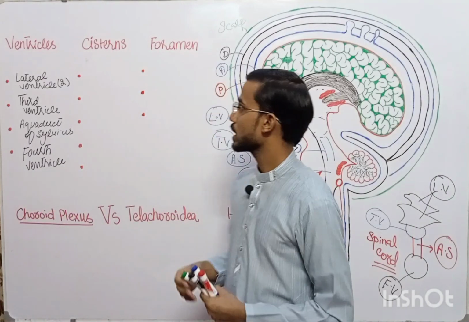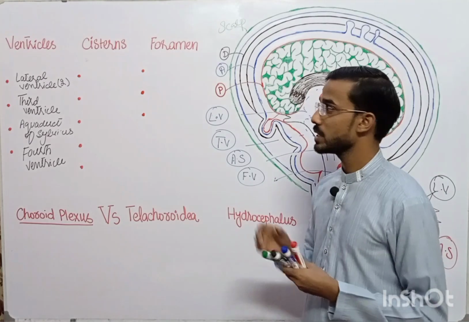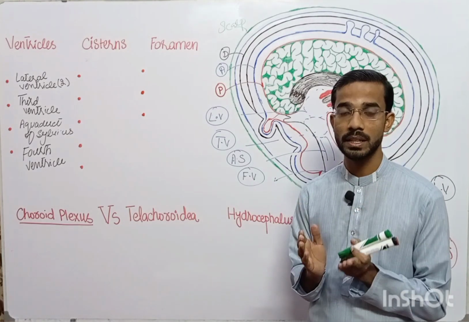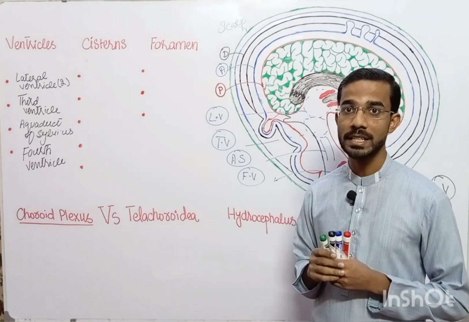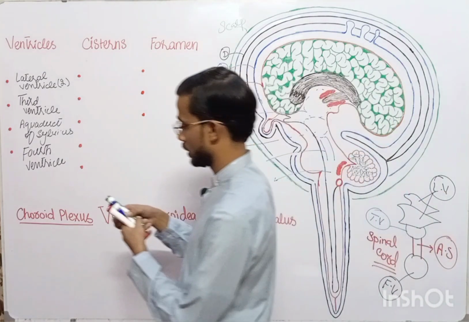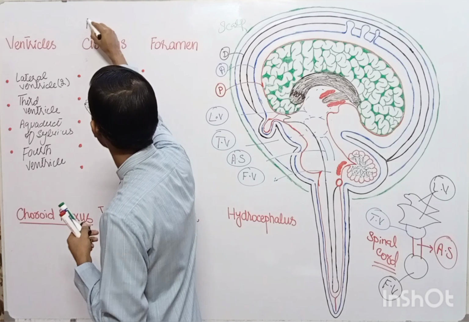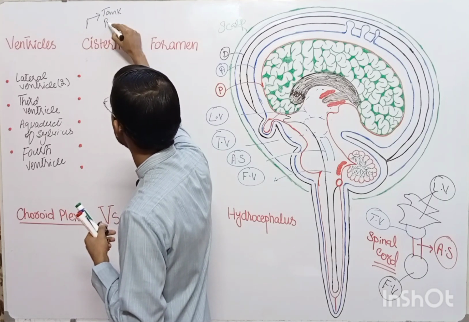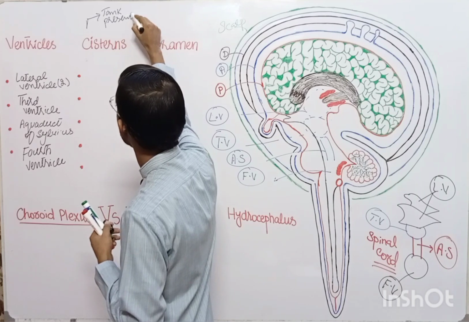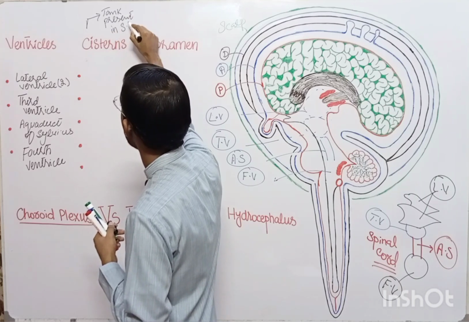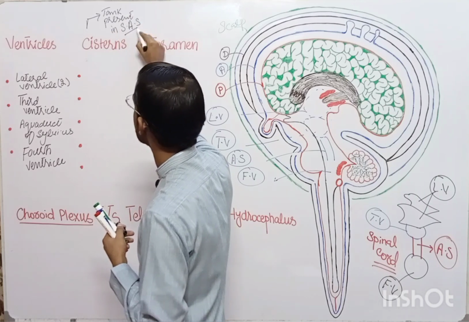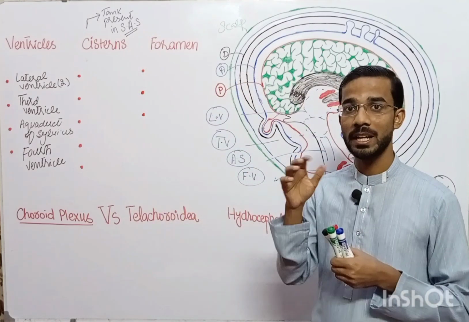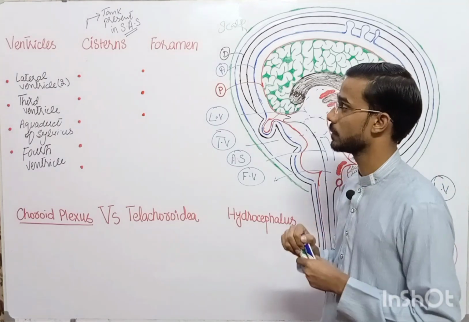Next we will discuss the cistern. Cisterns are basically tanks which are present in the subarachnoid space. These are the tanks present in the subarachnoid space, a reservoir or tank in which the cerebrospinal fluid is present.